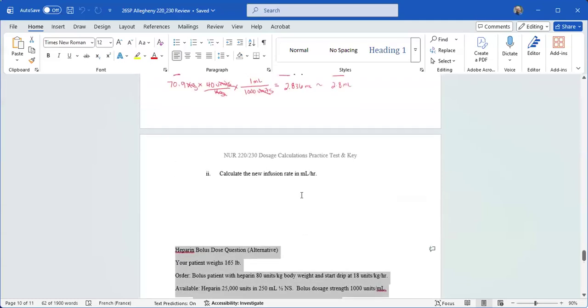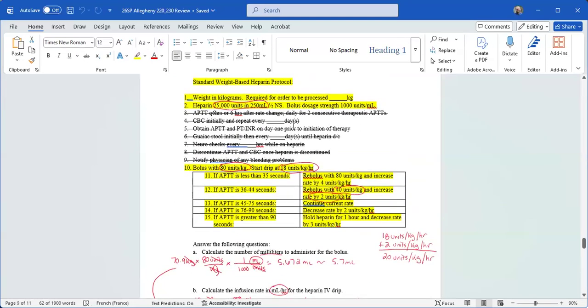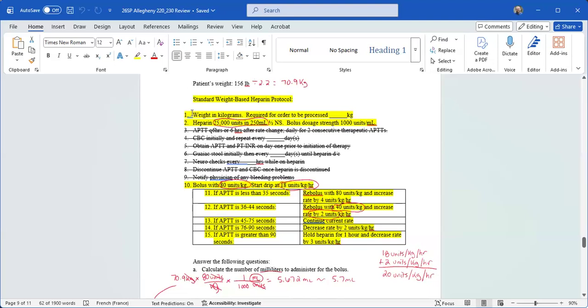Okay. Anyways, when you see this, I highlighted what's important. You're going to take the patient's weight. If it's in pounds, you need to convert it to kilograms. Step two in the protocol tells you what you have available. You have an IV that contains 25,000 units in 250 milliliters half normal saline, and you have a bolus dose of 1,000 units per milliliter. So you need the bolus dose available to calculate the bolus dosage, and you need the IV to calculate the infusion rate.